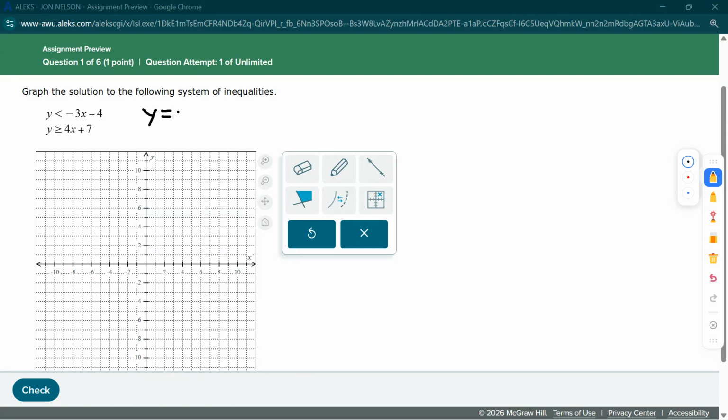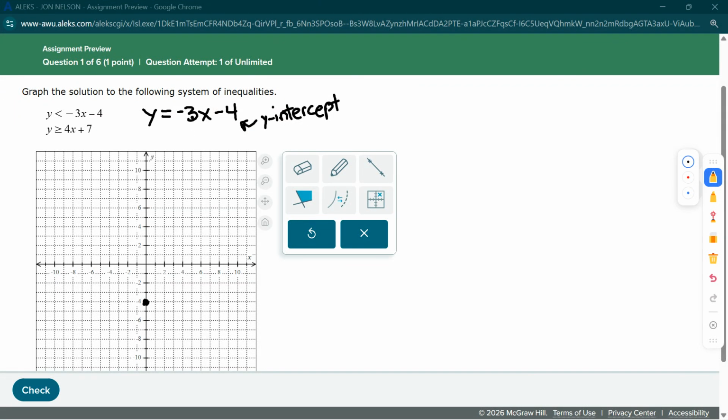Y equals, how would I graph y equals negative 3x minus 4? I would go down to negative 4 on the y-axis. And then I would put a dot, because that's a point. This is the y-intercept, right? We've been talking about this a little bit. It's easy for us to forget some of these basics, so let me go through this.